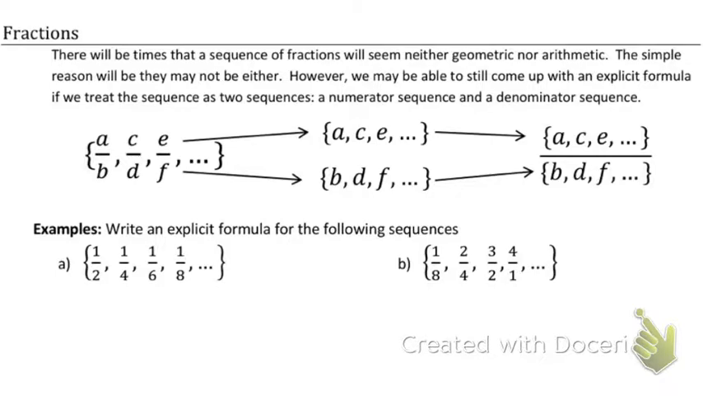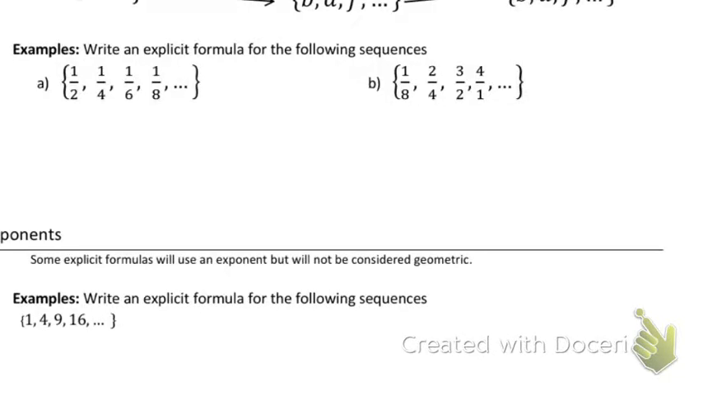So for example, if I have 1/2, 1/4, 1/6, 1/8. If I look for it being arithmetic or geometric, neither one of them would work. However, I am going to note that the top is always 1. So I can just plug 1 in the top. In the denominator, I have 2, 4, 6, 8. Well, 2, 4, 6, 8 is arithmetic. You are adding 2 over and over and over again.